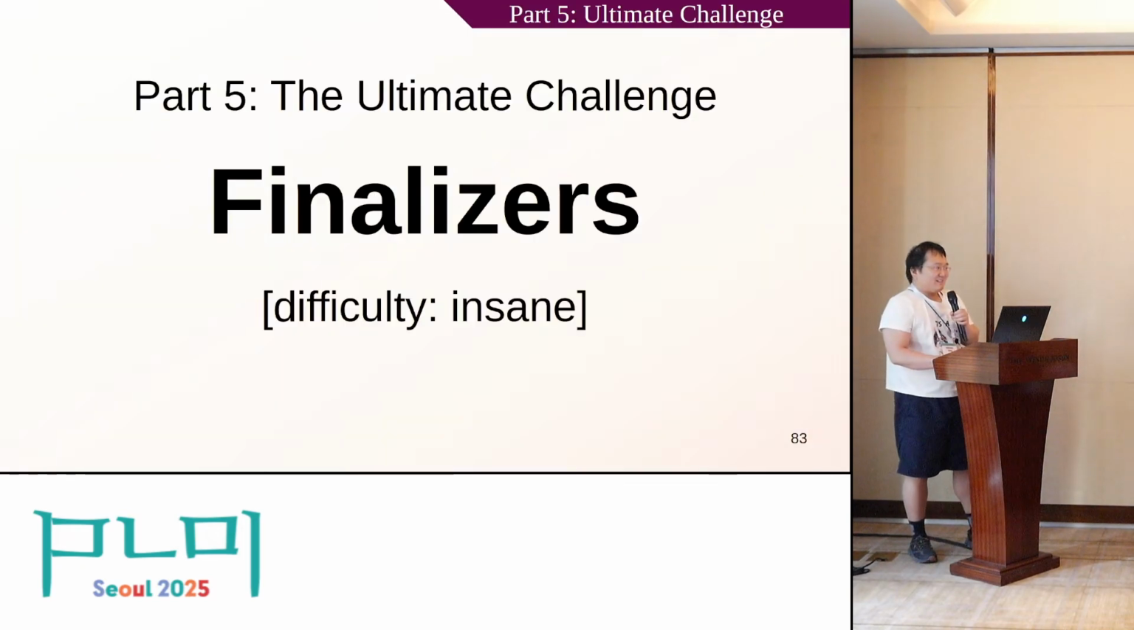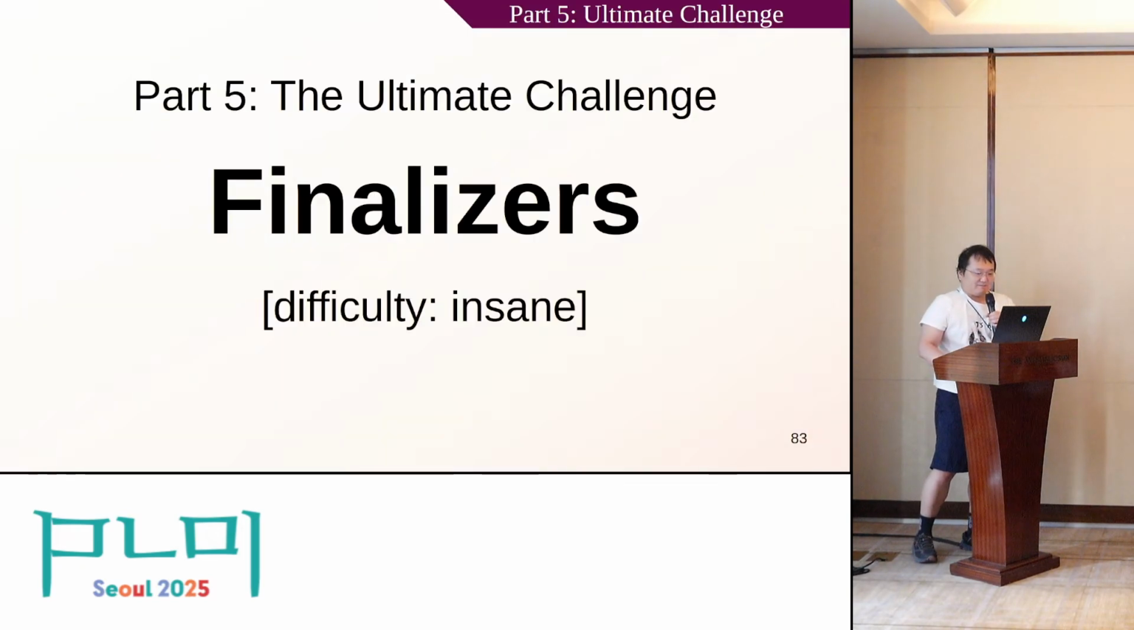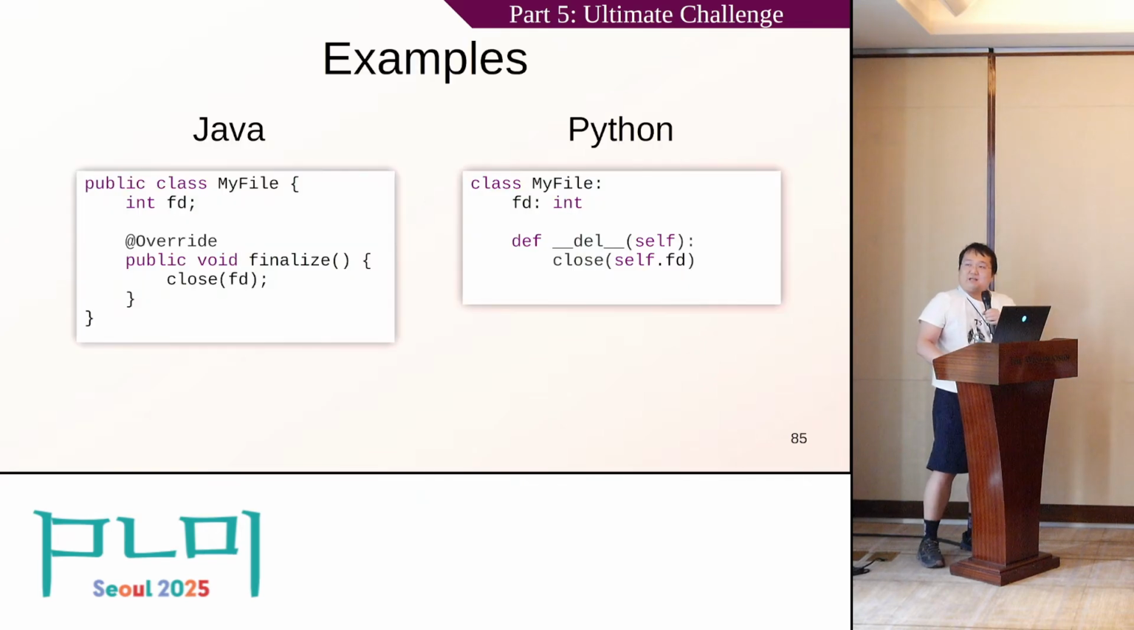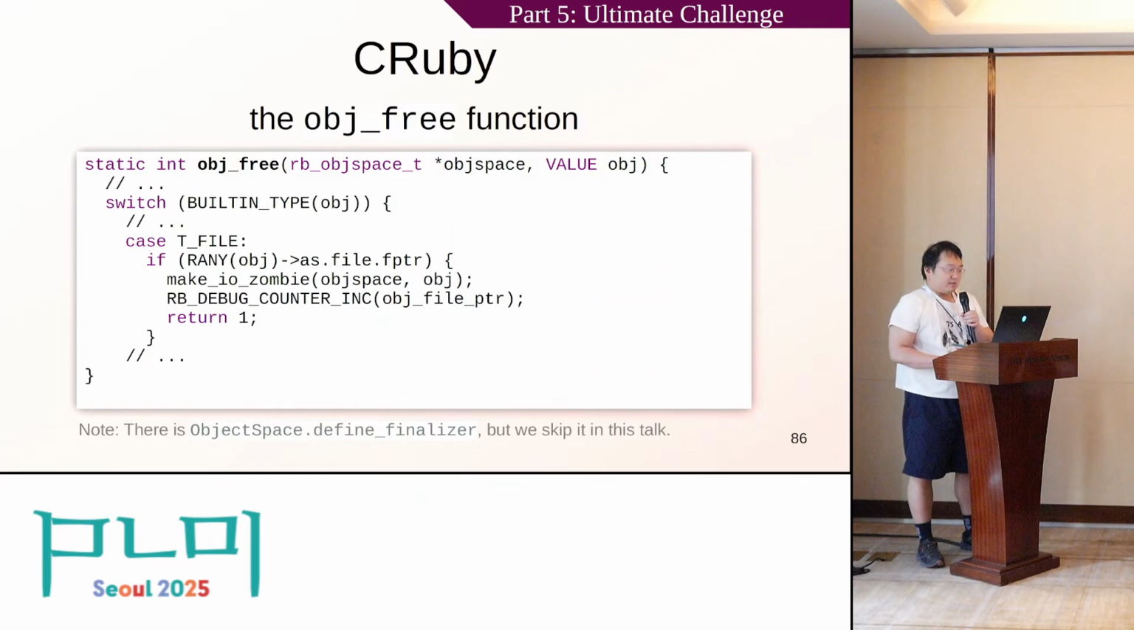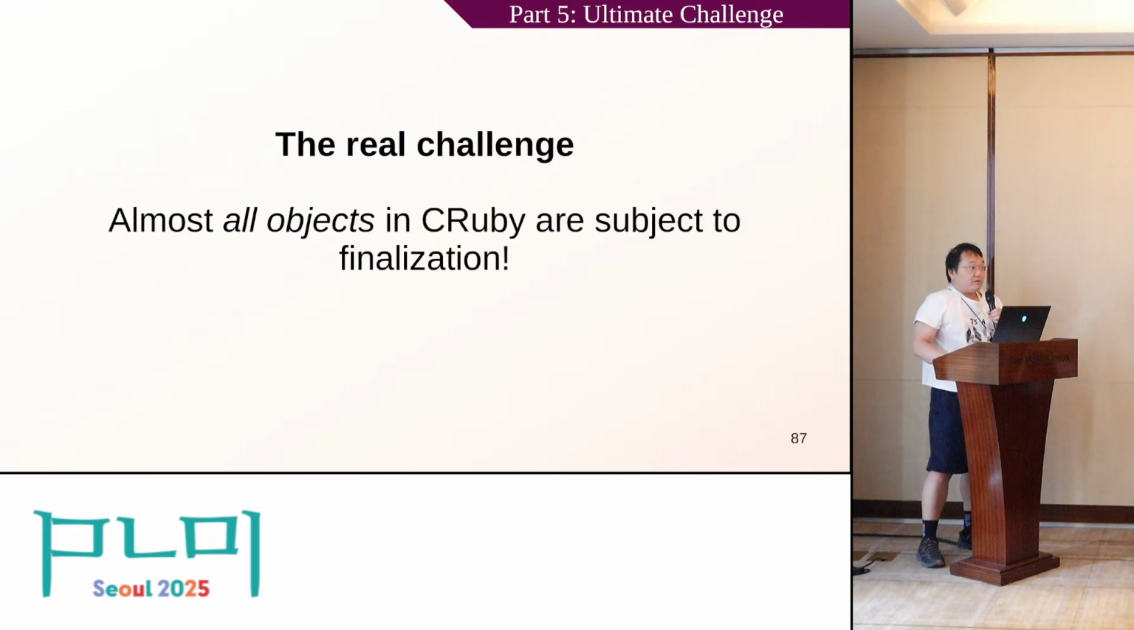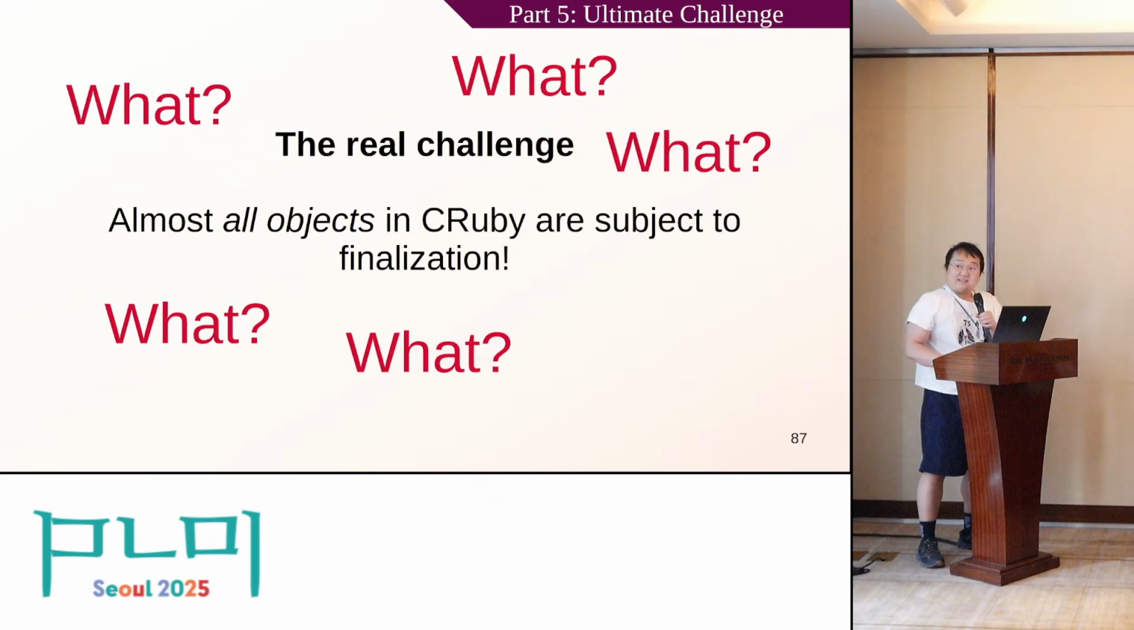So finally, let's go to the ultimate challenge, finalizers. A finalizer is an operation to be performed when an object is determined to be dead. It comes in many programming languages, and in CRuby, it's in the form of this obj_free function. And the real challenge: almost all objects in CRuby are subject to finalization. You say, that's madness. Finalization should only be for a small proportion of all objects.